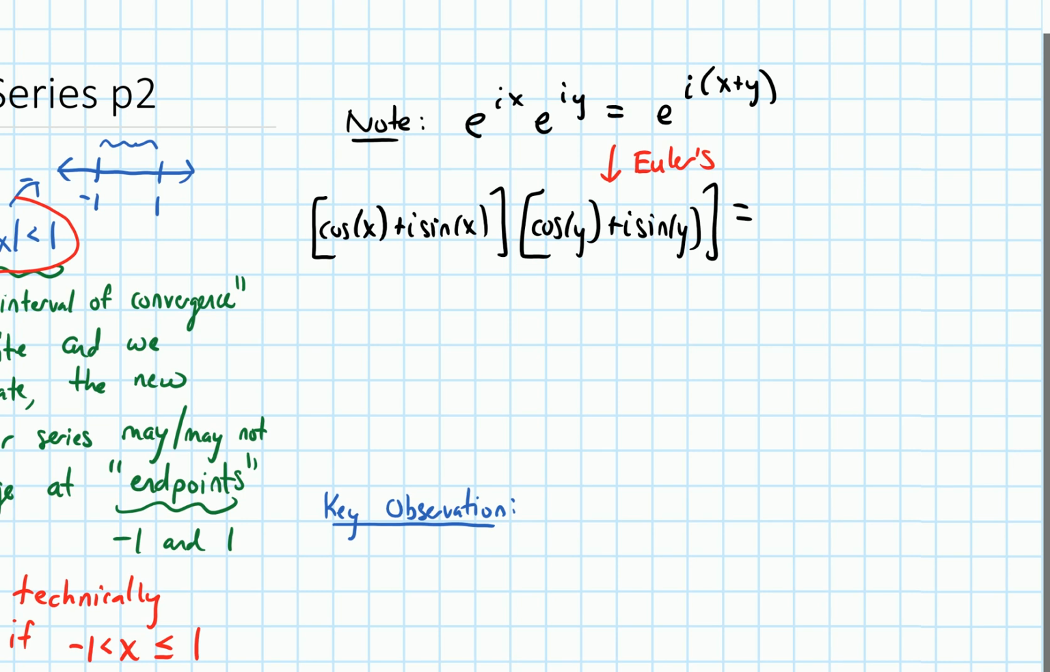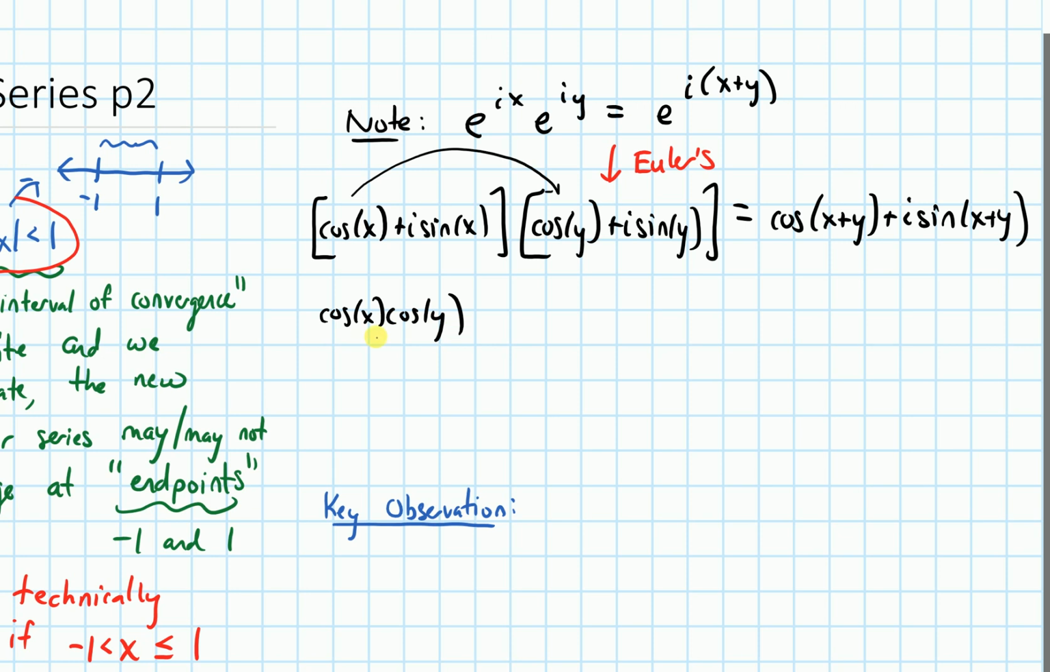And then this equals what we have on the right. That would be, using Euler's, we'd get cosine of x plus y plus i times sine of x plus y. Alright, so now let's distribute out the left-hand side. So if I multiply the cosine x times the cosine y first, we would get cosine x cosine y. And that has no imaginary part to it. That's just a real number.